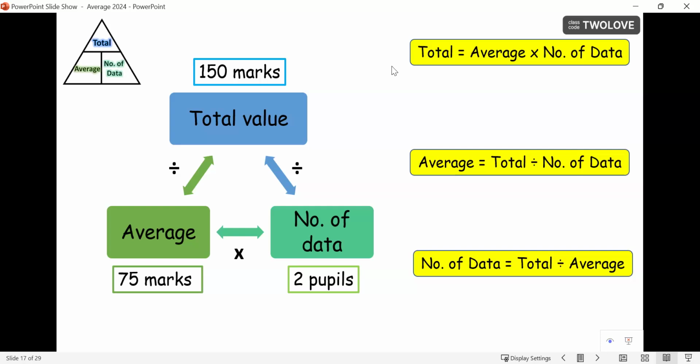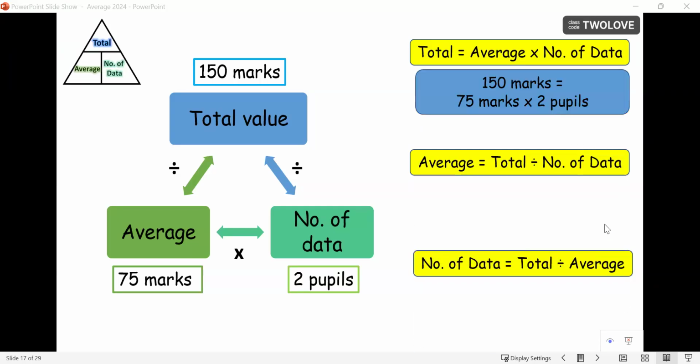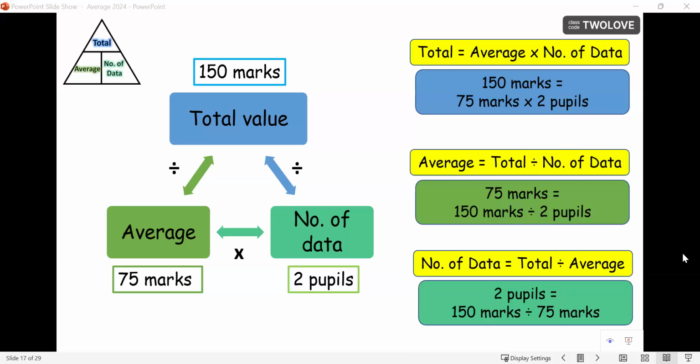Over here, I wrote something, let me hide these two bars first. Can you see what I've written there? This is hopefully not blocking the way. Can you see? So I coded it as well. If I want to find total, I take the average multiplied by the number of data. To find the average, I take total divided by number of data. To find the number of data, I use the total divided by average.